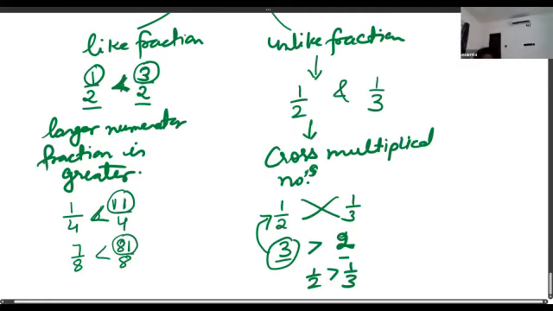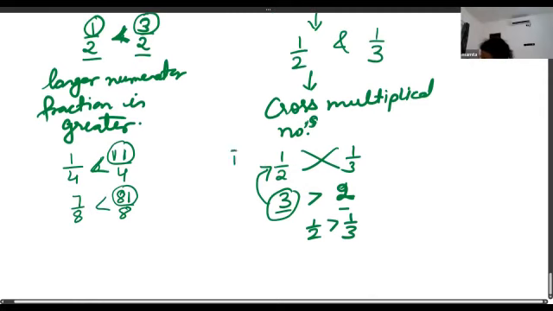Yes, children. Understood? Okay. So let us take more examples. This is example 1. Children, you don't have to do anything, you just cross multiply.